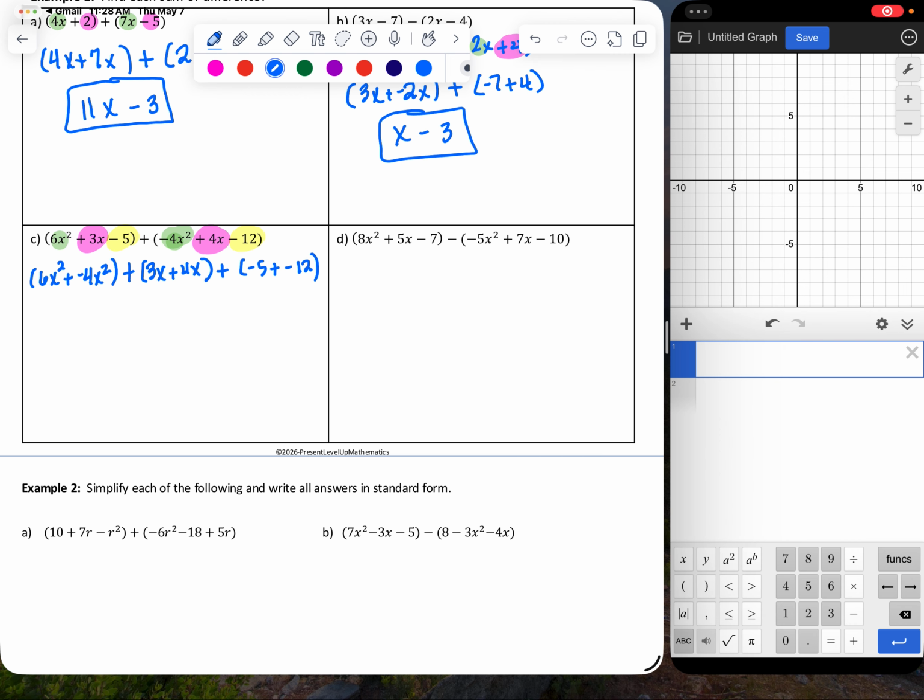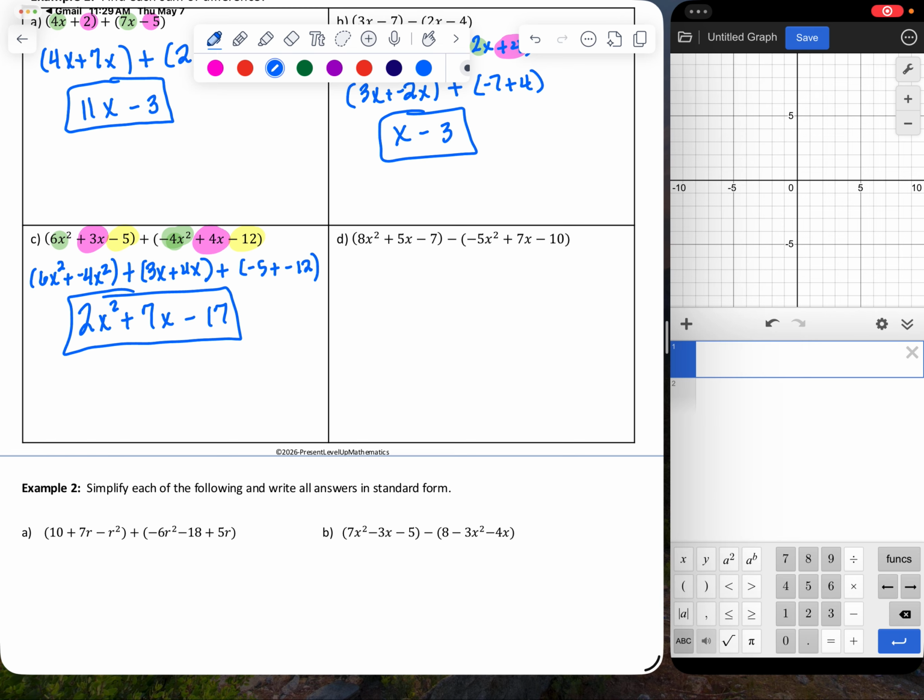Now, we're just going to simply simplify all those. So 6x squared plus negative 4x squared gives me 2x squared. 3x plus 4x gives me 7x. And negative 5 plus negative 12 gives me negative 17. So minus 17.